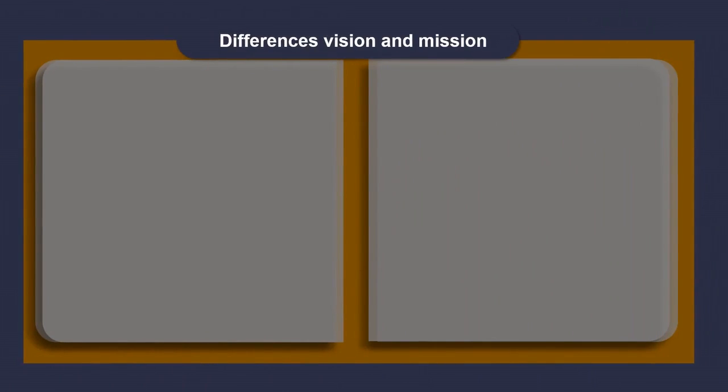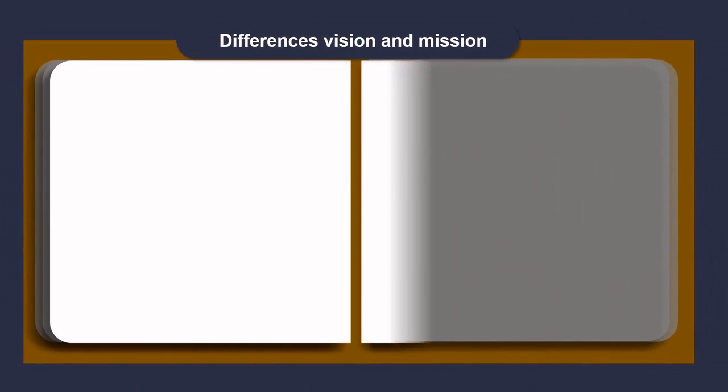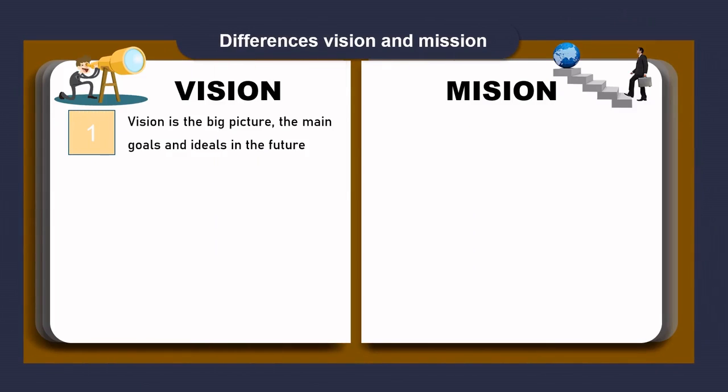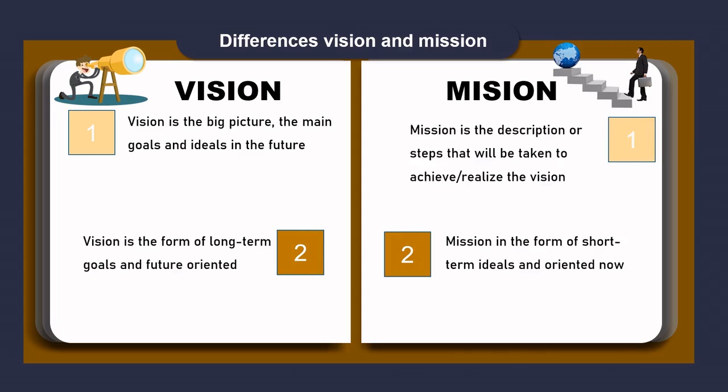The difference between vision and mission. Vision is the big picture, the main goals and ideals in the picture. Vision is in the form of long-term goals and is future-oriented. And then mission. Mission is the description or steps that will be taken to achieve or realize the vision. Mission is in the form of short-term goals and is oriented to now.